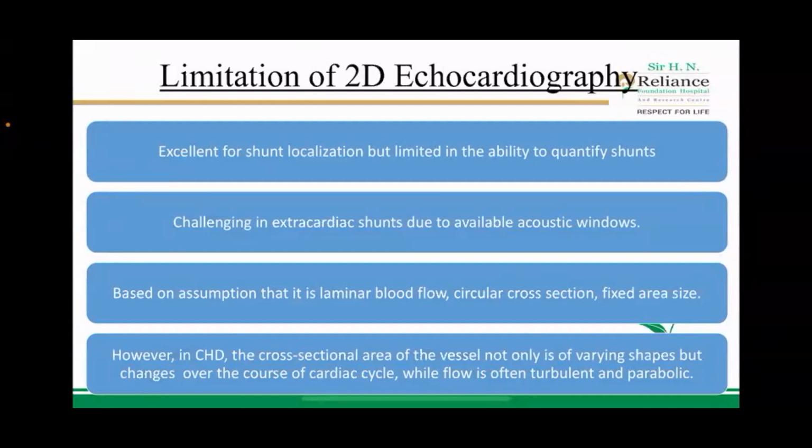Also, in congenital heart disease specifically, the cross-sectional area of the vessel not only is of varying shapes, but changes over the course of the cardiac cycle. And the flow is often turbulent and parabolic, especially over the RVOT.